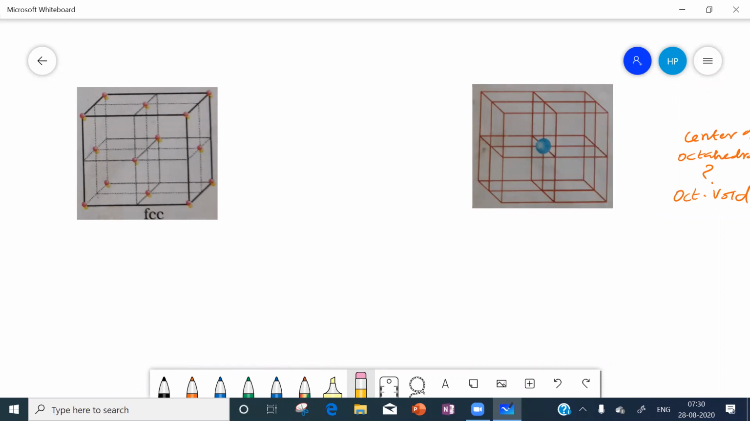So now I will take sodium chloride. Regarding its crystal structure, we will see the crystal structure of sodium chloride. Two possibilities. First possibility.